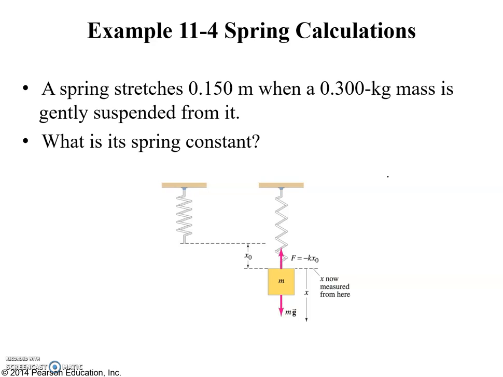All right, let's look at another problem here involving springs. Example 11.4, where we have a spring that has been stretched 0.150 meters. So our distance here, 0.150 meters, is how much the spring is stretched out when a mass of 3.00 kilograms is gently suspended from it. What is the spring constant?